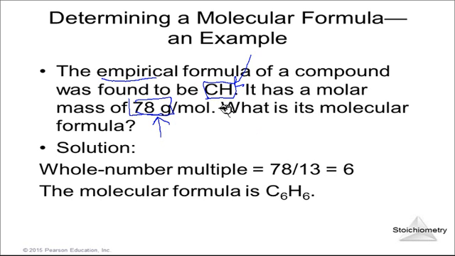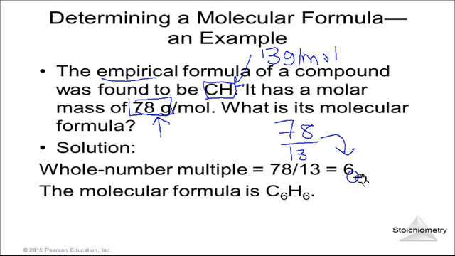Okay, so this empirical formula, CH, if you remember, carbon has a molar mass of about 12. H has a molar mass of about 13. I'm sorry, has a mass of about 1. So 12 plus 1 is about 13 grams per mole. Okay, and 78 grams per mole is the actual molar mass of my compound. So all I need to do is take the molar mass that I'm given, which is 78, divide it by 13 to find out how many times 13 goes into 78, which the answer is right here, 6.